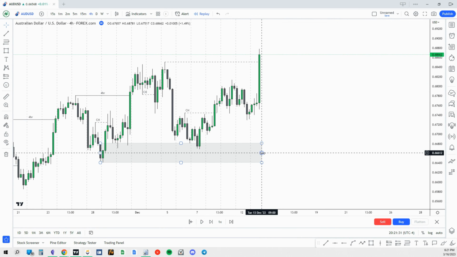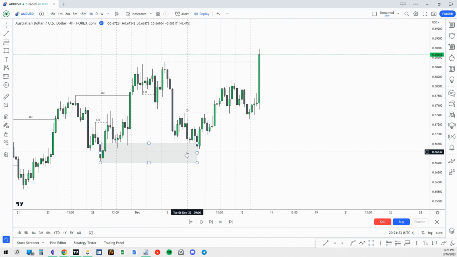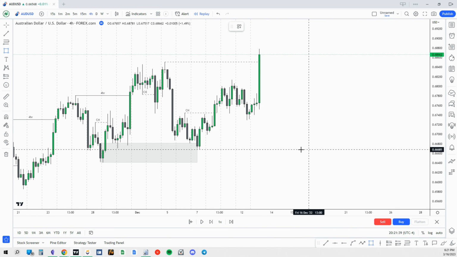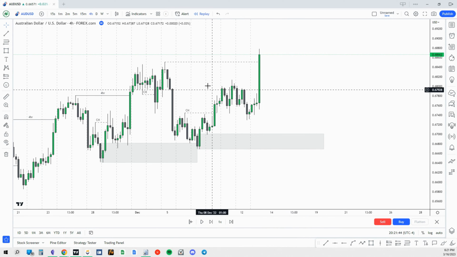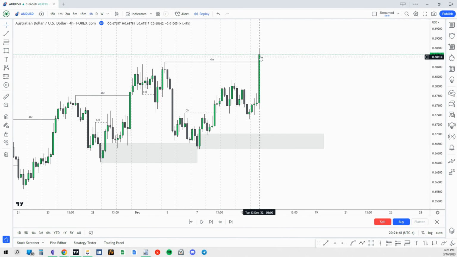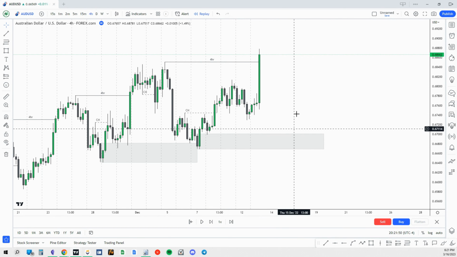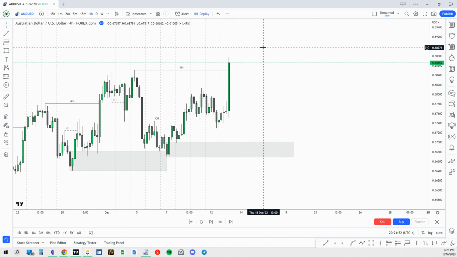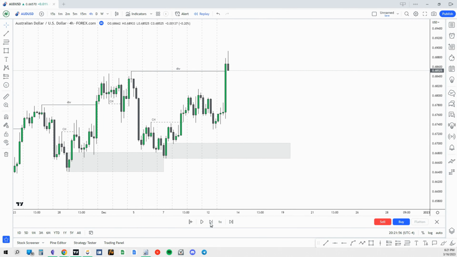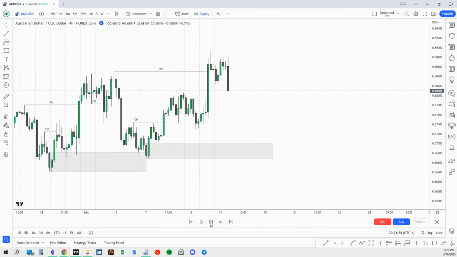And so usually what I do at this point is just move the box back to where it actually got tagged and then get rid of it, or get rid of it from being all the way out here, so I can create a new demand zone here, because now that we have this break of structure, we can expect price to come back in and tag this demand zone and continue on to create a new high. So let's see what happens. I don't actually know. I picked this spot completely randomly.